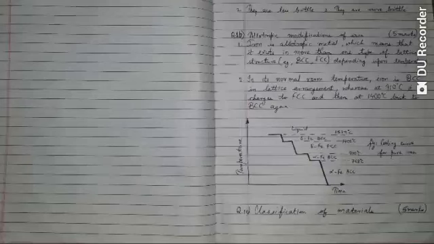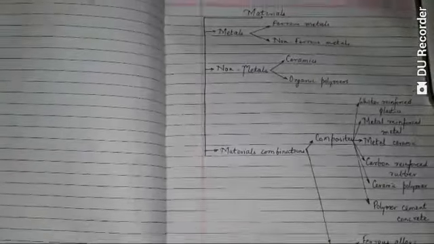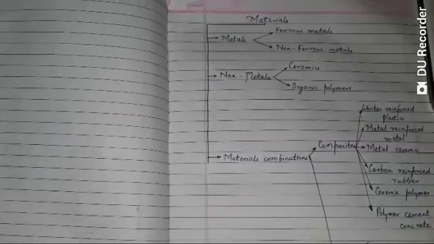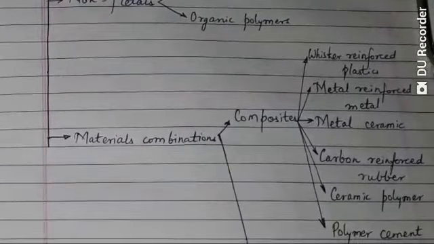Then the classification of the material. So materials are of 3 types: metals, non-metals, and material combinations. Metals, it can be ferrous metal or non-ferrous metal. Non-metal, it can be ceramic or organic polymers. Materials combination, it can be composite like fibre reinforced plastic, metal reinforced metal, metal ceramic, carbon reinforced rubber, ceramic polymer, or polymer cement concrete. Or it can be alloy, it can be ferrous alloy or non-ferrous alloy. So this was classification of material.